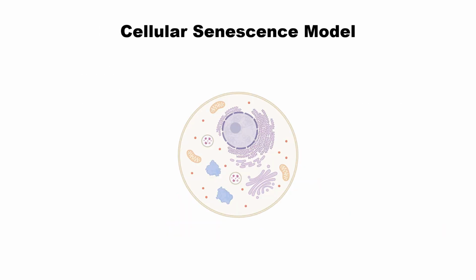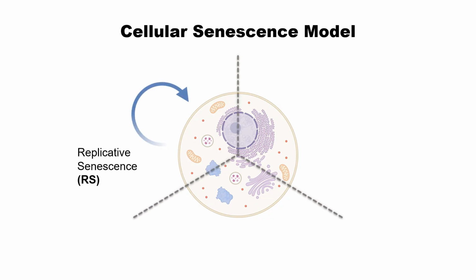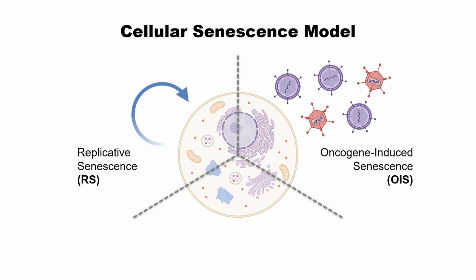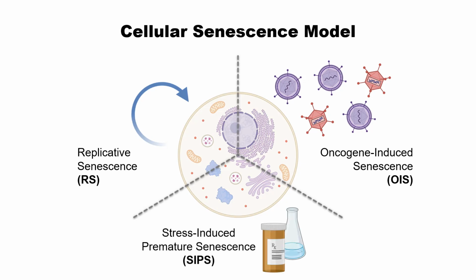We can move the problem into a cellular level. If you grow the cells over and over, eventually the cells get senescent. And this is the model we call replicative senescence model. Alternatively, we can add oncogene into the cell, and it can generate the senescence symptom. This is called oncogene-induced senescence. So the method is several different kinds of stress. Then the stress can induce premature senescence.